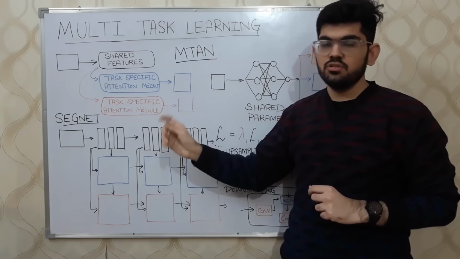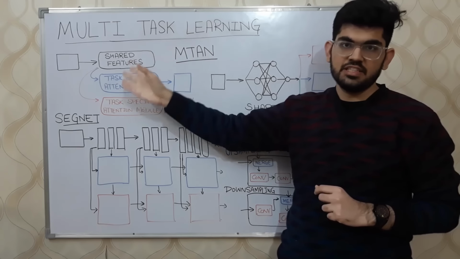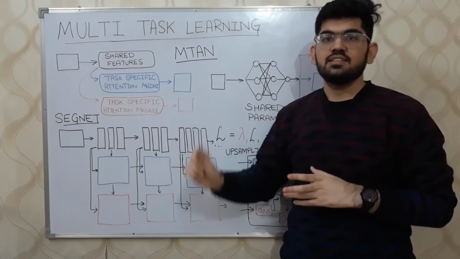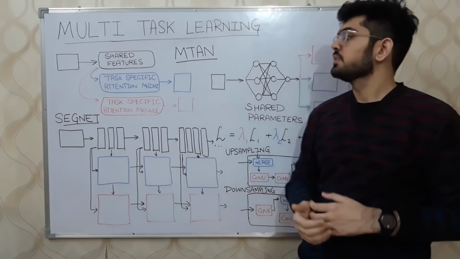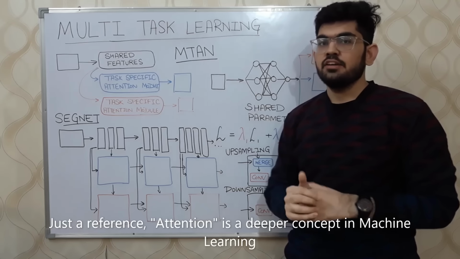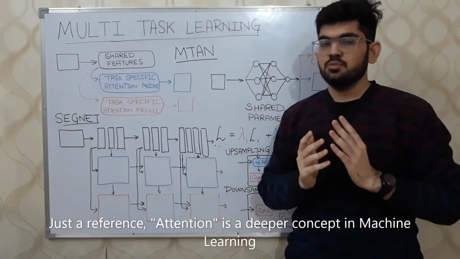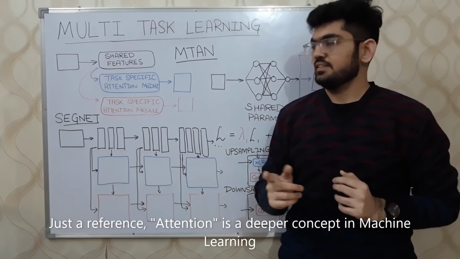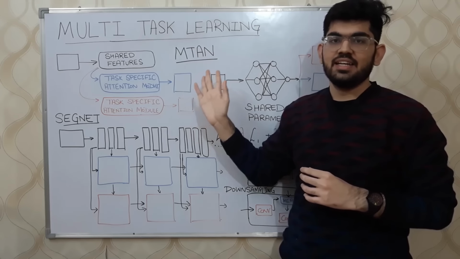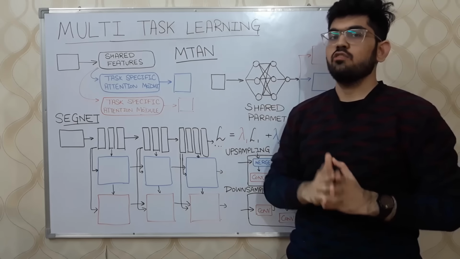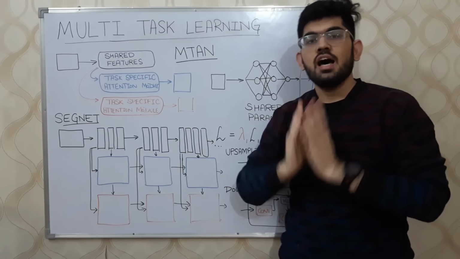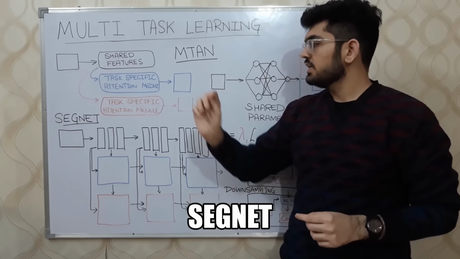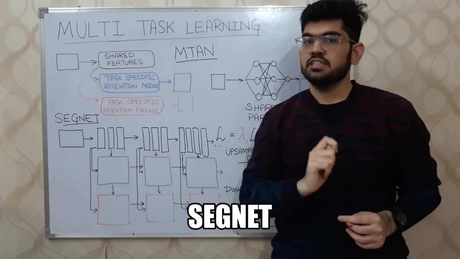These attention modules take some data from the shared features and augment it in such a way that is useful for their particular task. The word attention over here refers to the attention that each module gives to its particular task. For the MTAN technique, we can use any convolutional network to calculate the shared features. For our particular project, we are going to use SegNet to calculate the shared features.